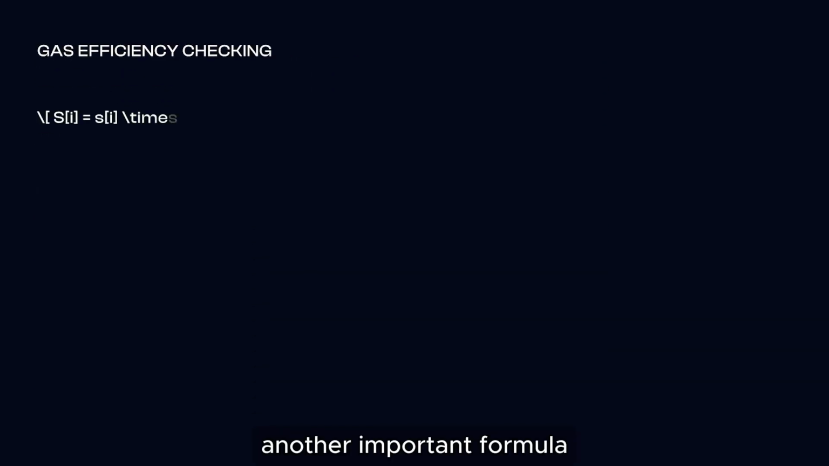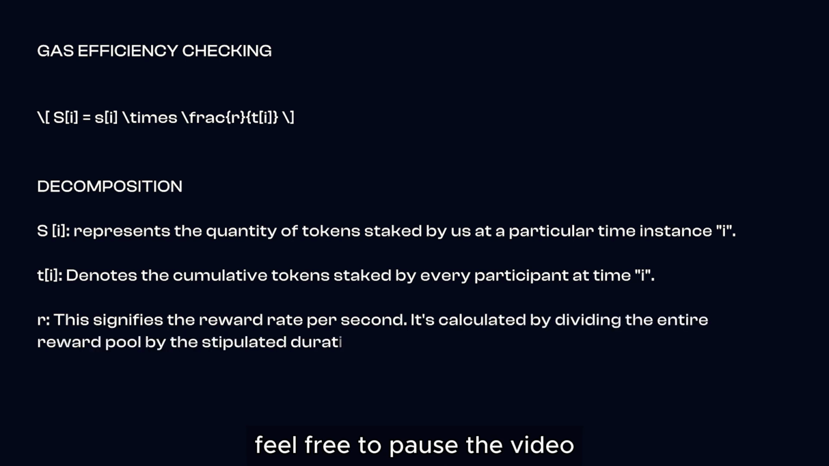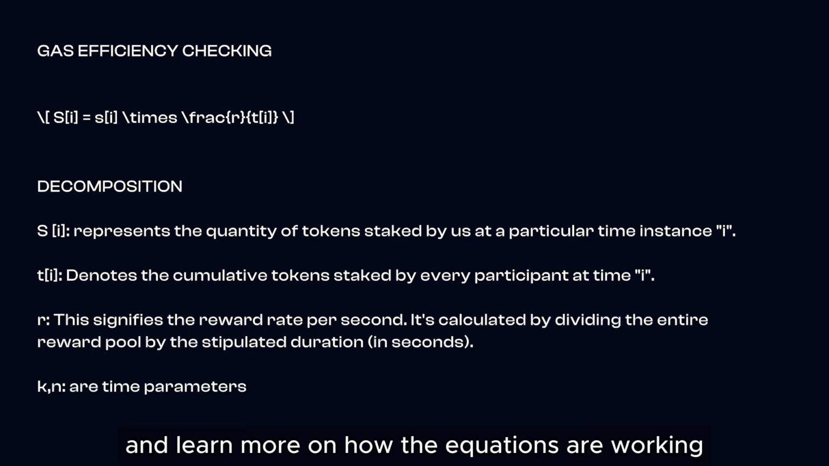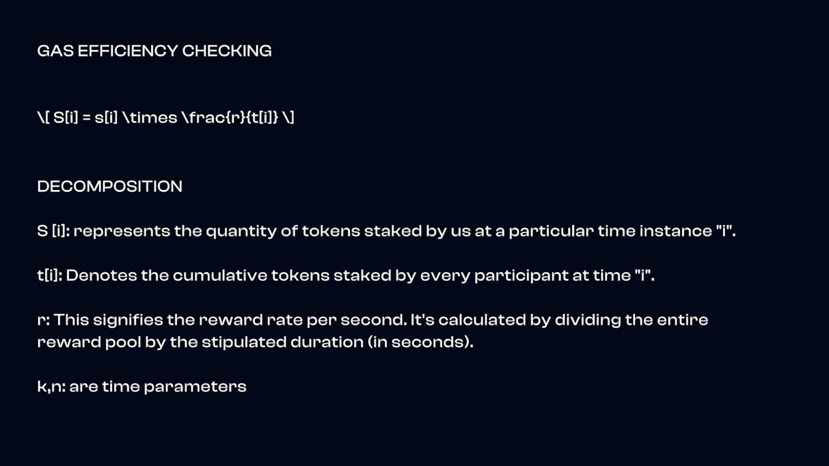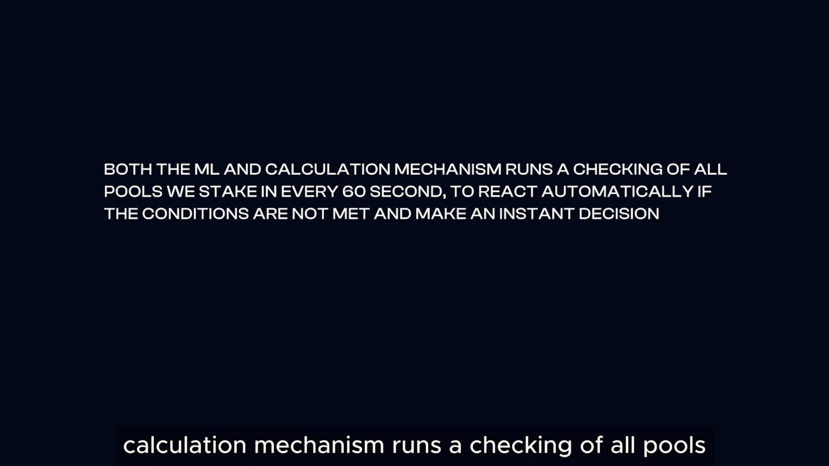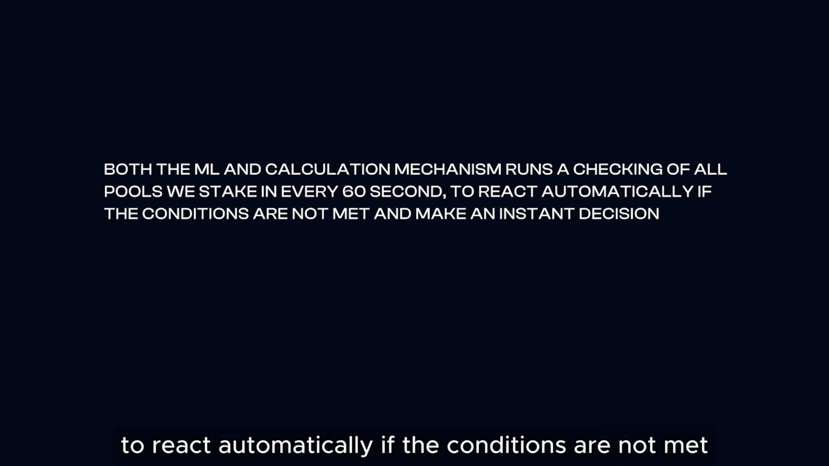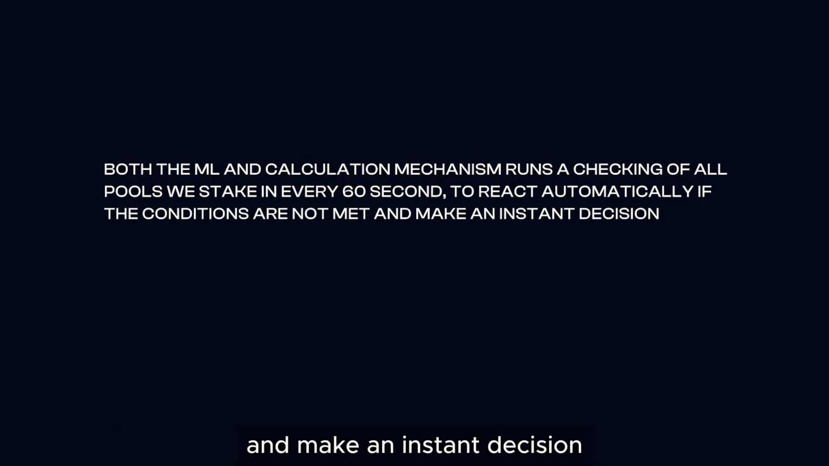Another important formula is the gas efficiency checker of all the staking transactions. It is essential to check for small transactions on gas-consuming chains, like the Ethereum network. Below on the screen, you can see the symbols decomposition. Feel free to pause the video and learn more on how the equations are working. Both the ML and calculation mechanism run a check of all pools we stake in every 60 seconds, to react automatically if the conditions are not met and make an instant decision.